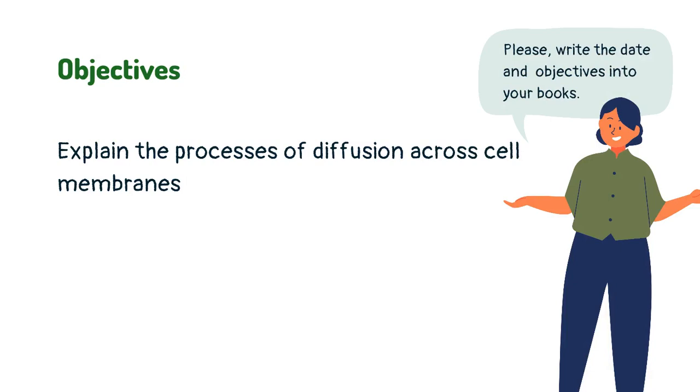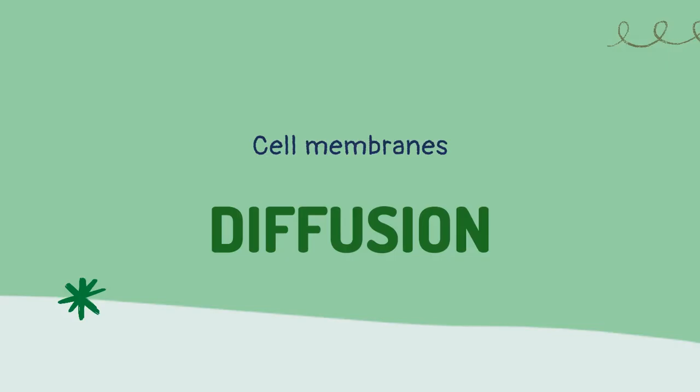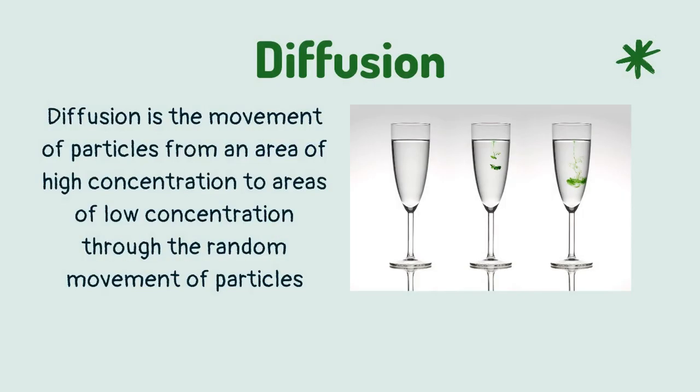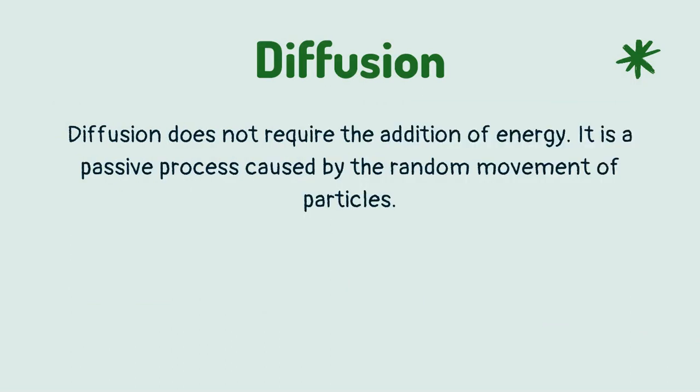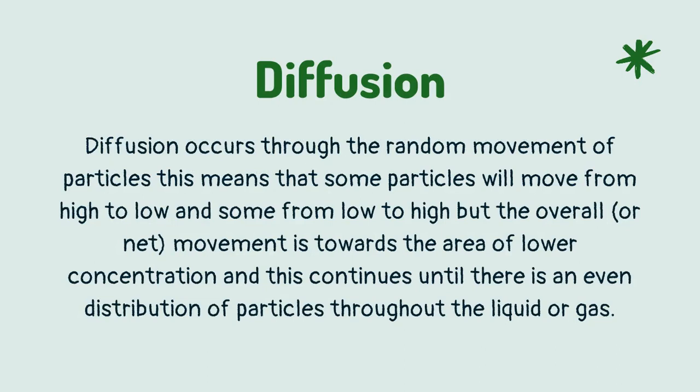Today you are going to learn about diffusion. Diffusion is the movement of particles from an area of high concentration to areas of low concentration through the random movement of particles. Diffusion does not require the addition of energy. It is a passive process caused by the random movement of particles.